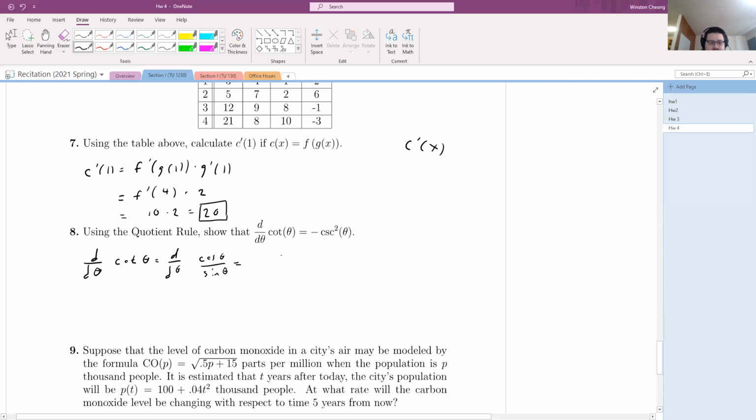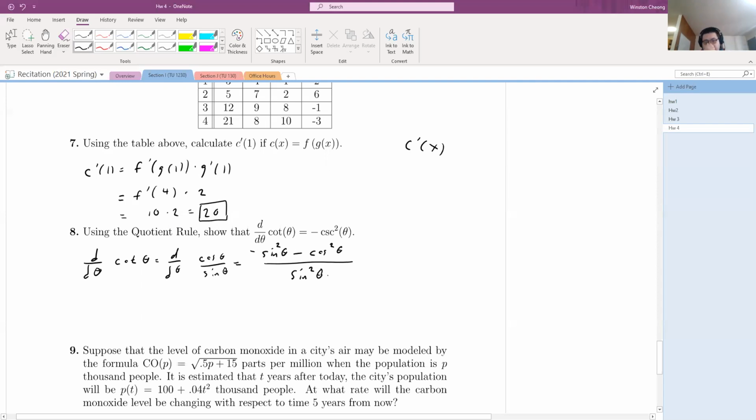So you just apply quotient rule, which gets rid of this derivative operation because we're now taking the derivative. Quotient rule says sine theta times the derivative of cosine, which is going to be negative. So we get a negative sine squared, and then we would have a minus, and then cosine times derivative of sine. So that's going to be cosine squared theta, and then all over sine squared.